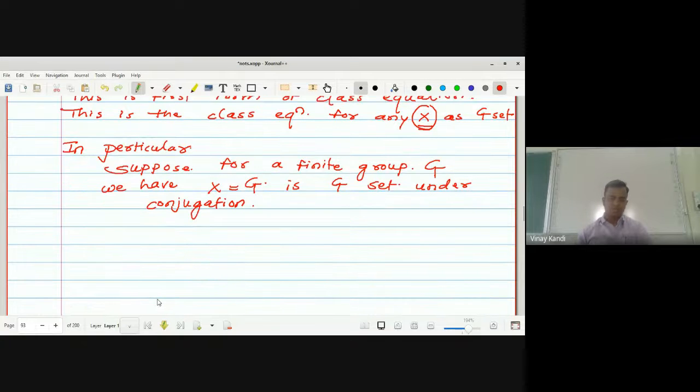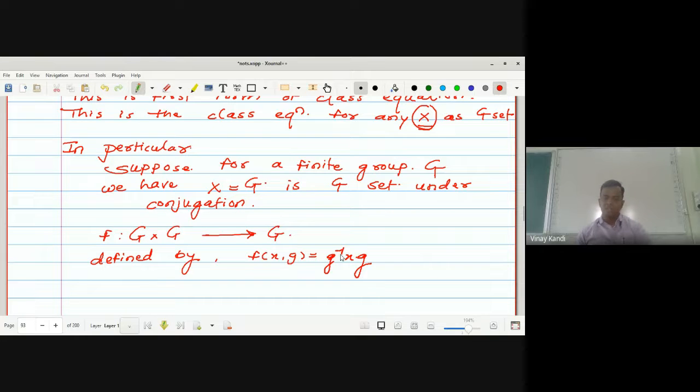म्हणजे माझा हा X, G is the G set under conjugation. What is the meaning of conjugation? G set म्हणजे काय? There exists a function from X × G to G defined by f of (x, g) is equal to g inverse x g. Under conjugation means this one.